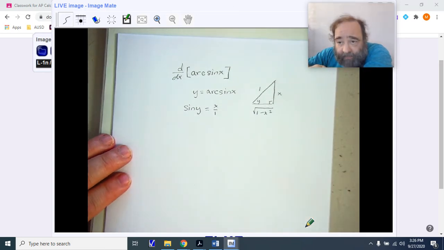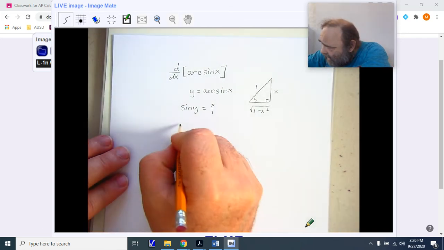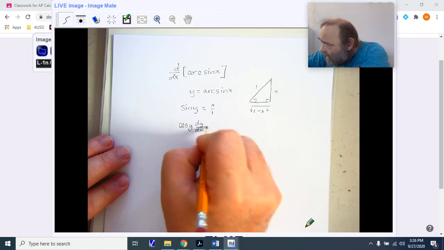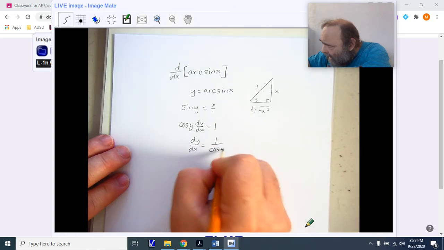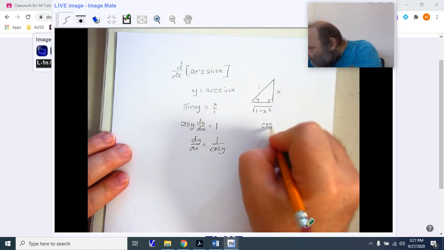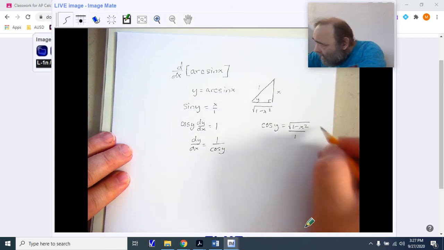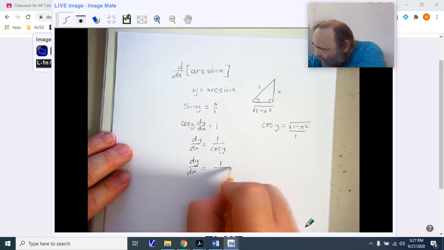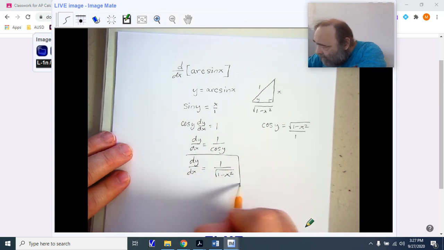Alrighty, having the reference triangle out of the way, we can go ahead and take our derivative. We know the derivative of sine is cosine of y, and according to the chain rule, we have our dy/dx. This leaves us with 1. We then divide. dy/dx is equal to 1 over the cosine of y, and when we look at the cosine of y, we have the square root of 1 minus x squared over 1. That means by direct substitution, dy/dx has to be 1 over the square root of 1 minus x squared. This is what we're looking for.